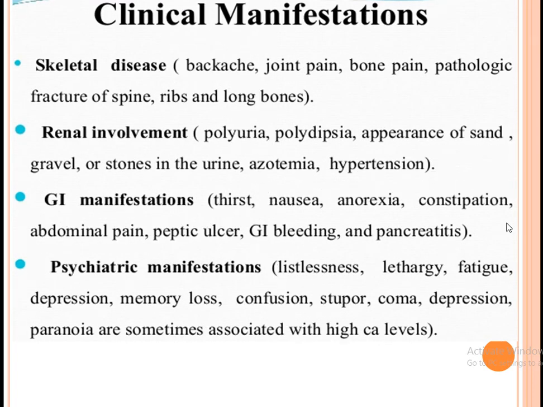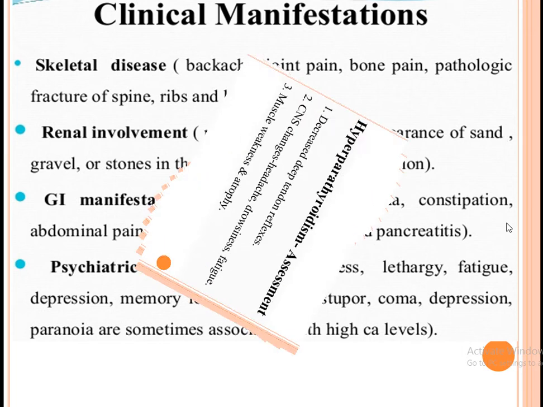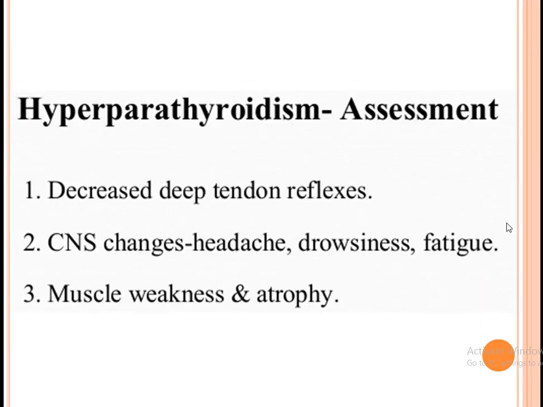As far as its signs and symptoms are concerned, the patient can have bone pain in the ribs and long bones, polyuria, polydipsia, thirst, nausea, anorexia, lethargy, fatigue, etc. For the assessment, we can find decreased deep tendon reflexes, and headache, drowsiness, fatigue in the patient with muscle weakness and atrophy.